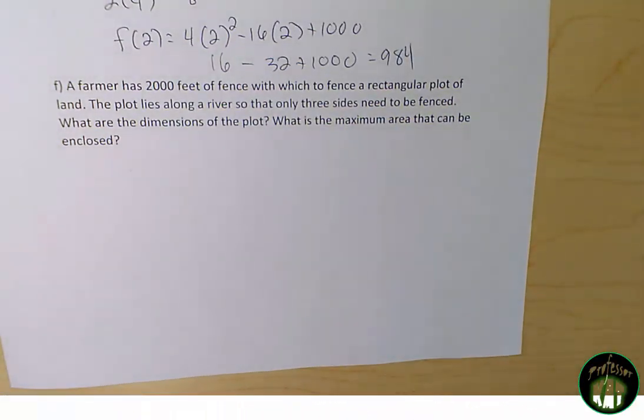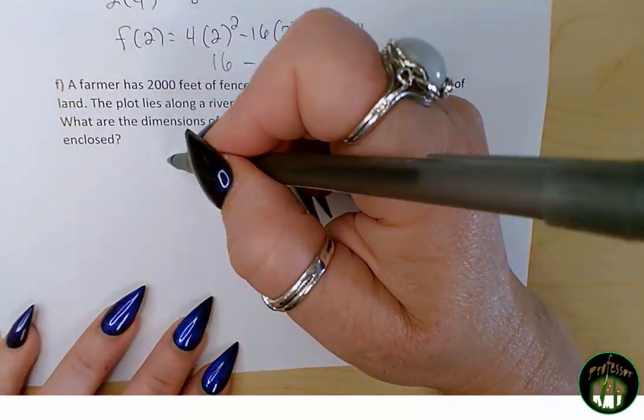Last example here, a maximization problem with fencing. So let's read through this. It says a farmer has 2,000 feet of fencing in which to fence a rectangular plot of land. The plot lies against a river so that only 3 sides need to be fenced. What are the dimensions of the plot? What is the maximum area that can be enclosed?